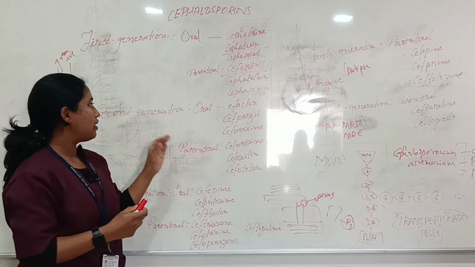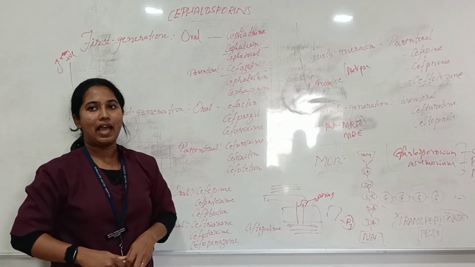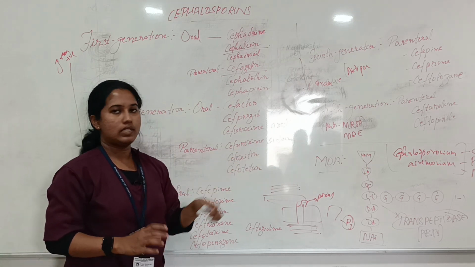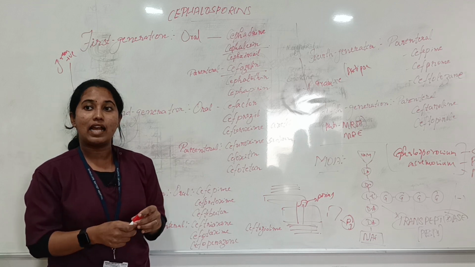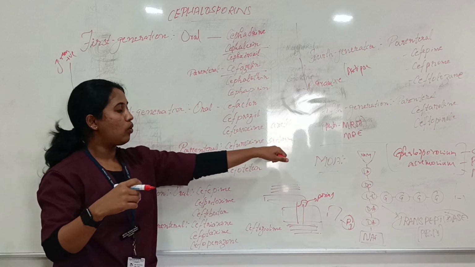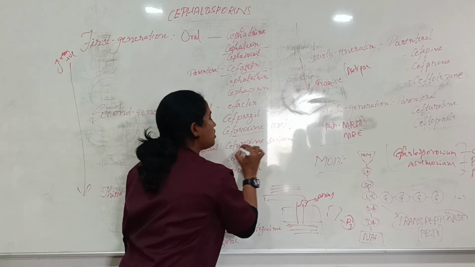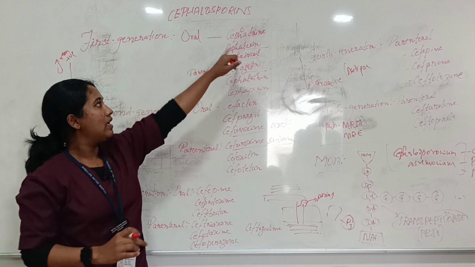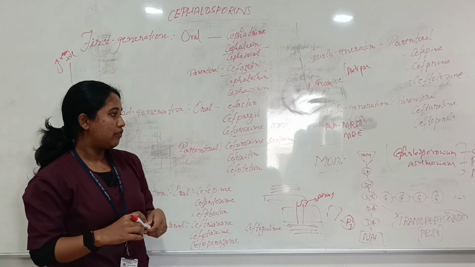Now coming to second generation: oral cefaclor, cefprozil and cefuroxime axetil, and parenteral is cefuroxime sodium, cefoxitin and cefotetan. So the simplest one, cefuroxime axetil, is available both as oral and parenteral. Axetil is the oral form and sodium is the IV form. So this is the only drug which has been used in this class. So you know what is second generation. First generation is cephalexin and cefazolin. Second generation is cefuroxime axetil and cefuroxime sodium.